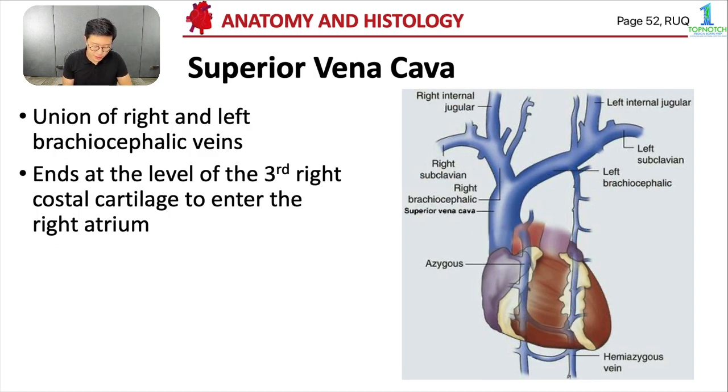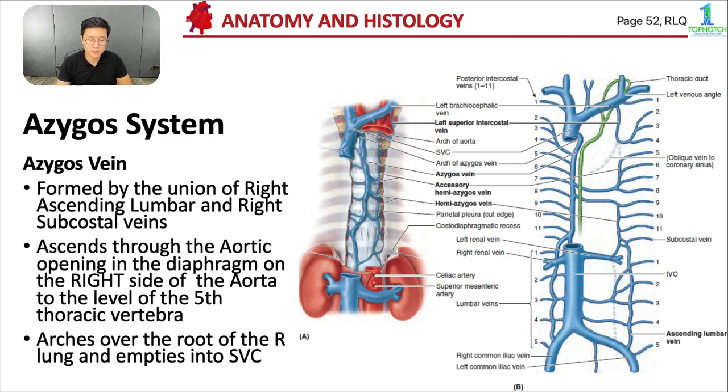So your superior vena cava is again a union of the right and left brachiocephalic veins. It ends at the level of the third right costal cartilage to enter the right atrium. So dito si third right costal cartilage. Third. Papasok na siya sa right atrium. So now let's go to the azygous system.